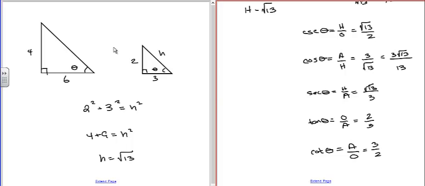Okay, and notice all these trig functions are positive, and that's because you always get positive trig functions when you're dealing with right triangles, because you're dealing with just positive lengths.